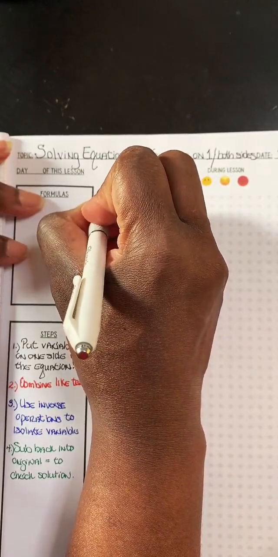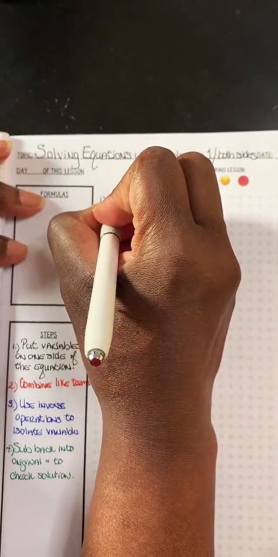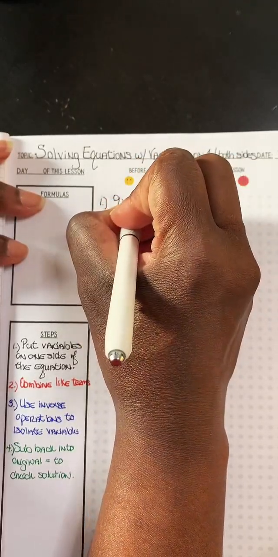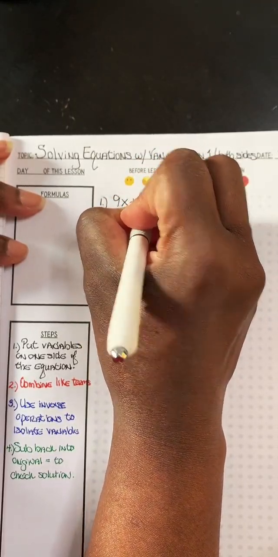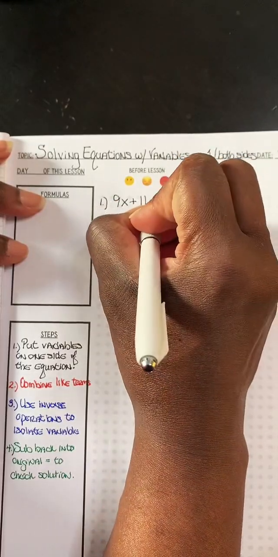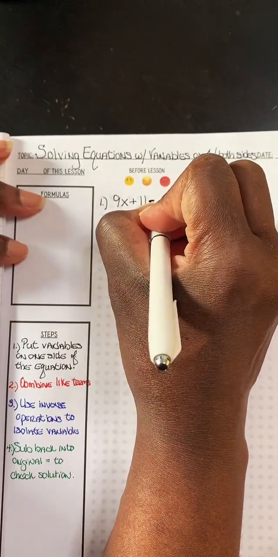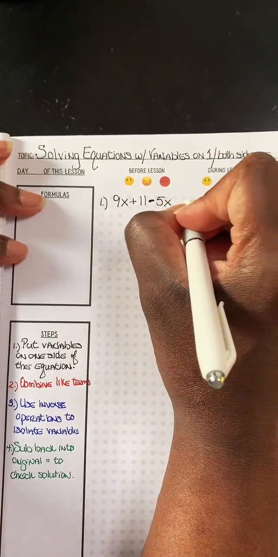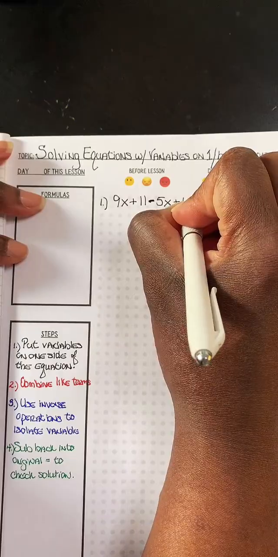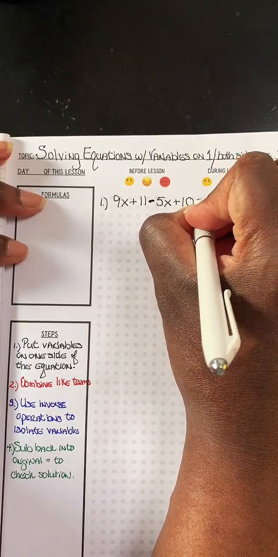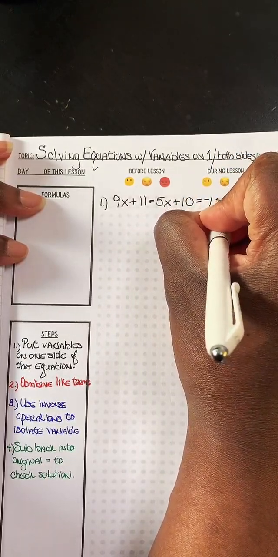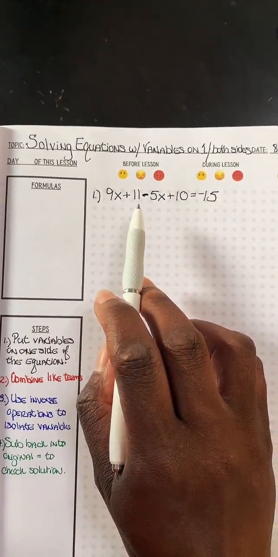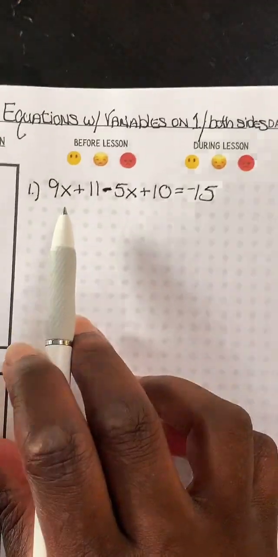All right, so as promised, let's get started. So we have 9x plus 11, minus, it's supposed to be a minus, I'm so used to doing equal signs all day, minus 5x plus 10 equals negative 15. Okay, so this is supposed to be a minus sign. So let me zoom in so we can actually see it a little bit better.